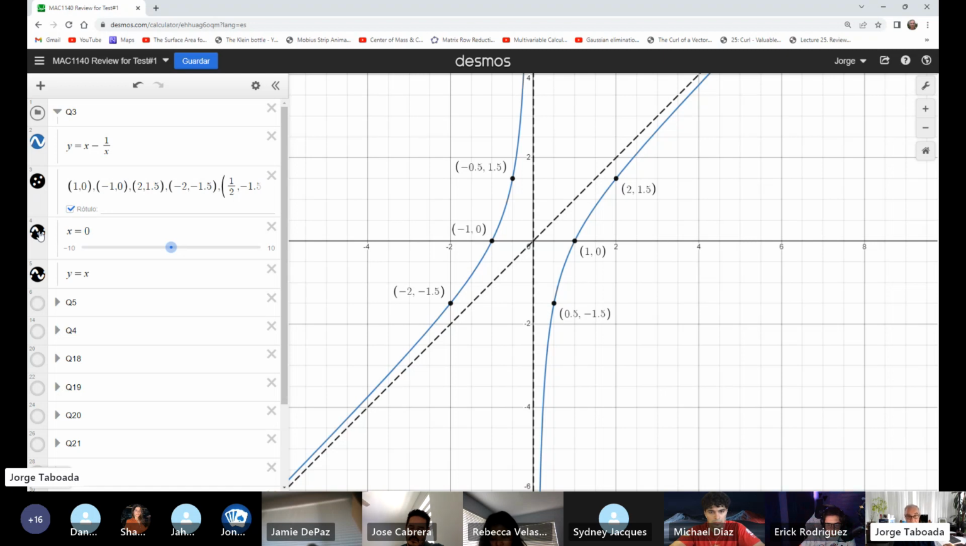It's an odd function, so it's symmetric. I select, for example, (2, 1.5). I suppose we have (negative 2, negative 1.5), the same value but opposite sign. It's a typical odd function. 0.5 positive gives negative 1.5. And on the other hand, the symmetry part is negative 0.5, 1.5.